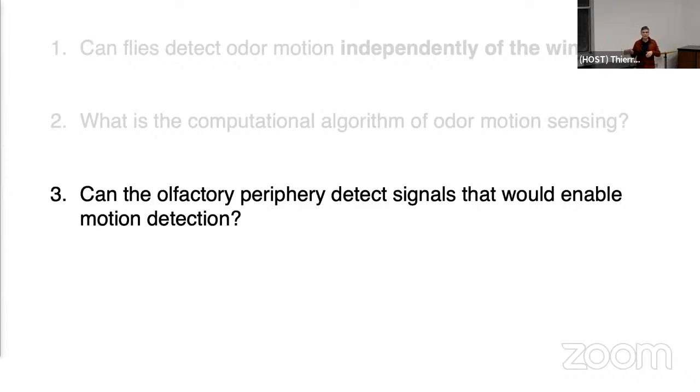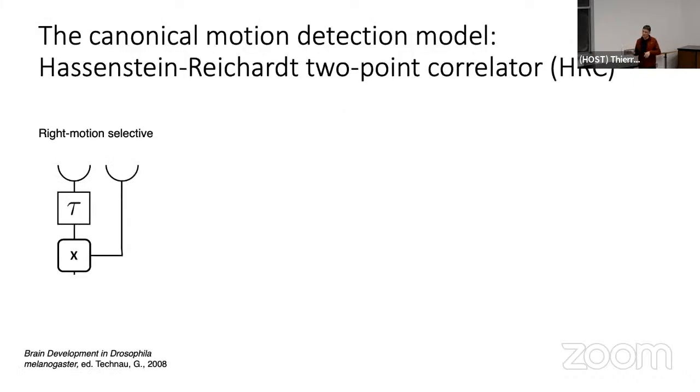In order to detect this motion, you have to be able to detect tiny differences in the signal between the two antennae, no? And in the olfactory world, as in the visual world, there's a classic type of model that has been used to describe and study these type of responses, which is called the Hassenstein-Reichardt two-point correlator. Basic idea is that you have two sensors that are spatially separated, and downstream for one sensor, you have a delay, and downstream for the other sensor, you don't have delay, and then the two signals are multiplied, or they interact non-linearly, basically.